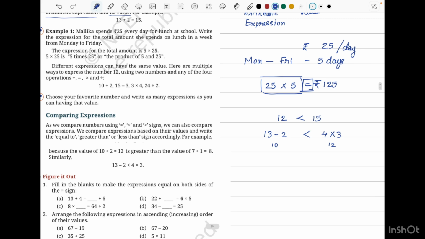Also one point has to be remembered, that there may be more than two expressions with the same value, such as 10 plus 2 is 12 and 15 minus 3 is 12. 3 times 4 is 12 and 24 divided by 2 is 12. So different expressions can have the same value.